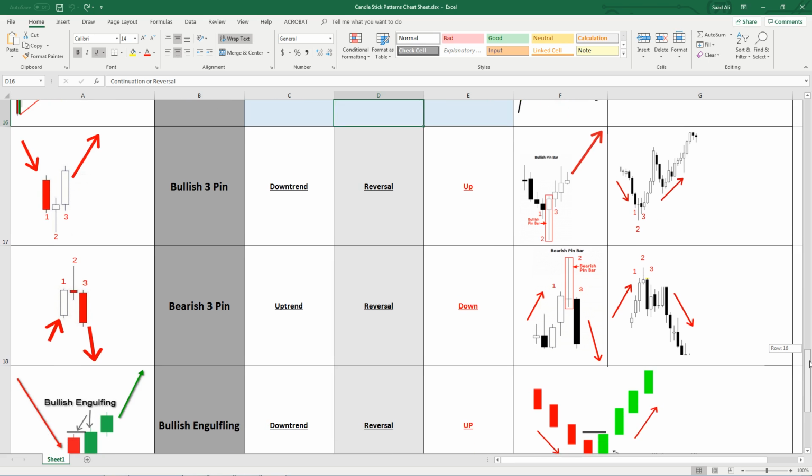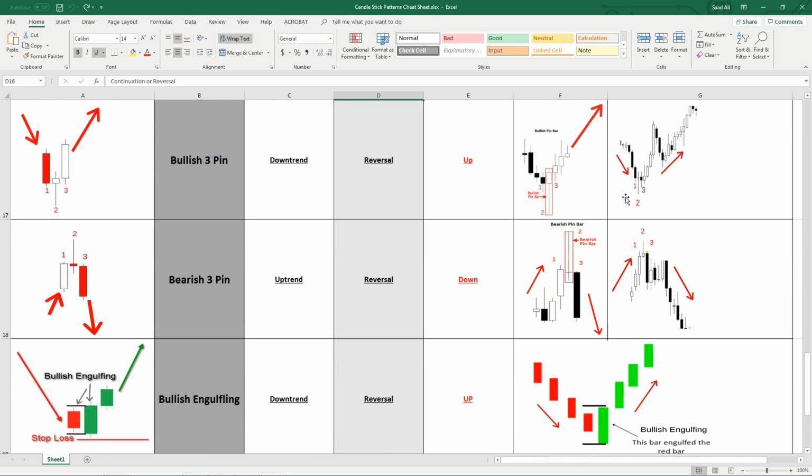Pretty simple once you start memorizing these patterns, and you don't even have to memorize them. Just use this cheat sheet and eventually you'll naturally see them. Okay, so this one was a bullish 3-pin, and like I told you, bull means up, and bear or bearish means down. So this is a bearish 3-pin.